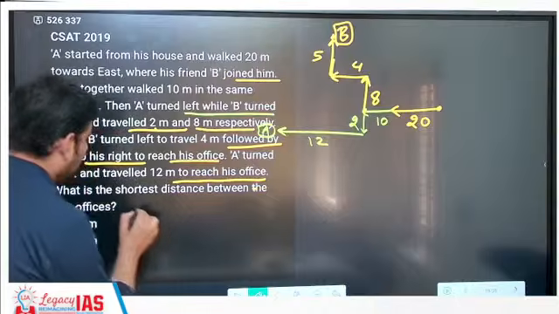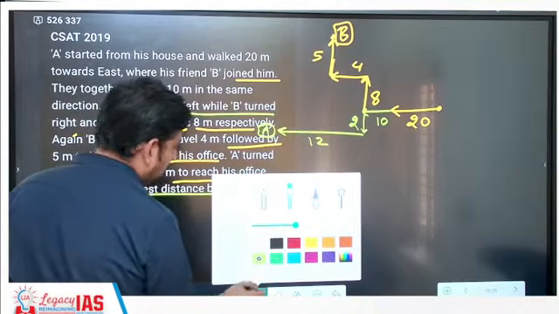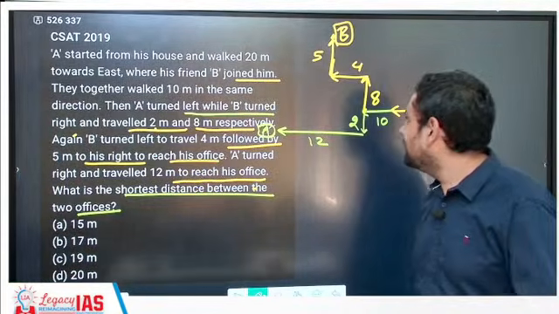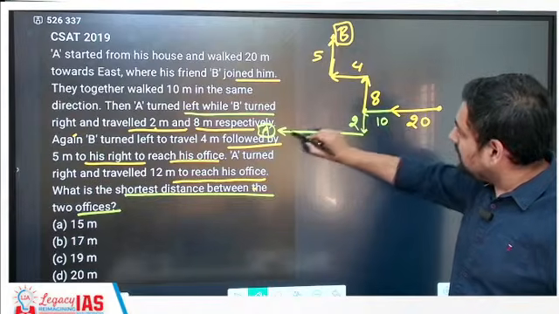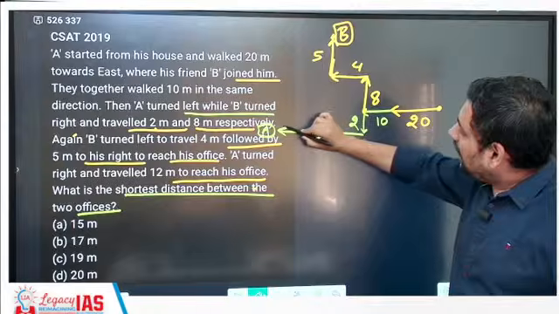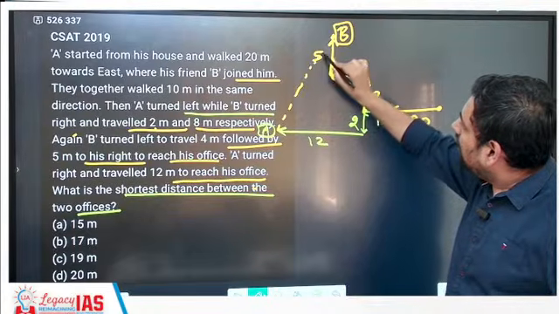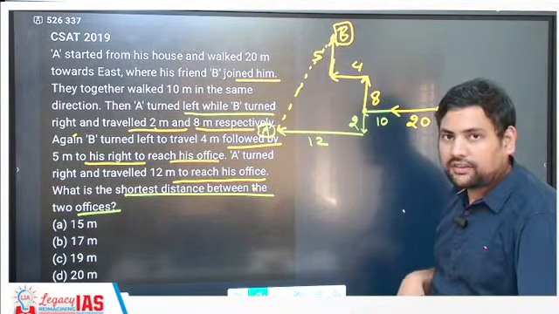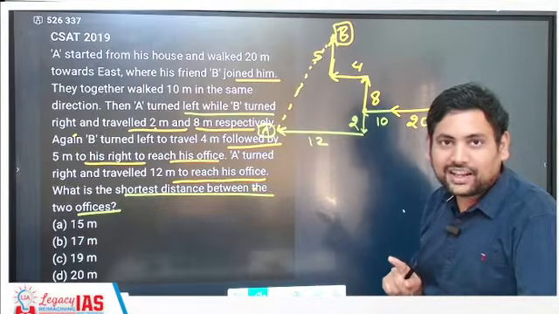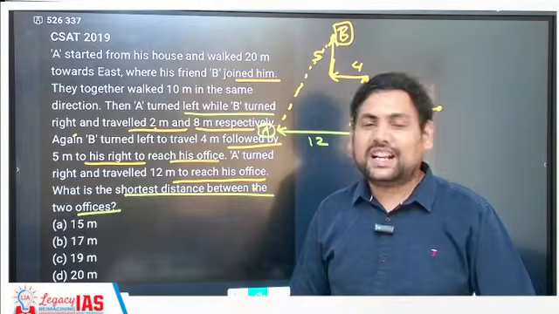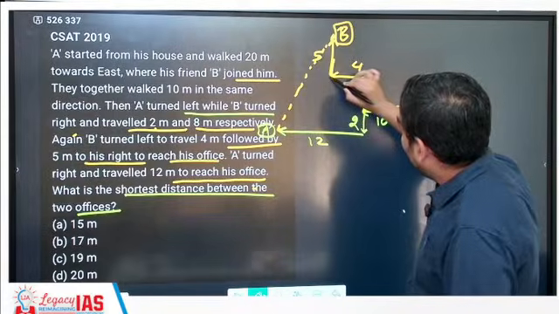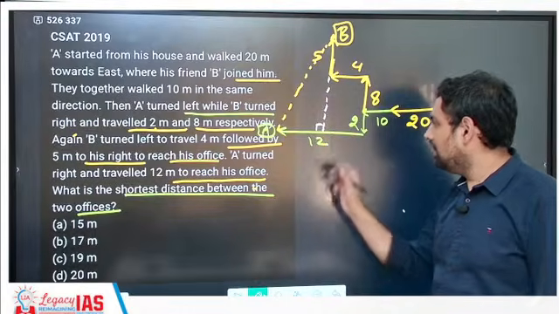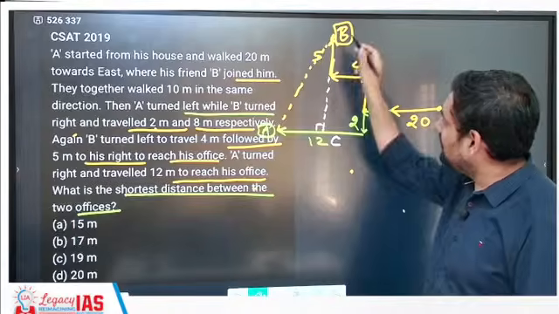Now it is asking, what is the shortest distance between the two offices? You might feel it is a little calculative. Shortest distance means I have to calculate this distance between A and B. How do I find this distance? Again, I have only one trick: I draw parallel lines to make a rectangle and a right angle. So I draw a parallel line like this. This forms a right triangle. Let's call it C. So ABC is a right triangle.